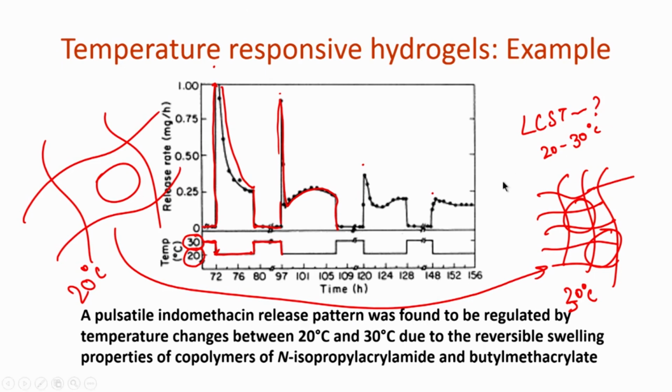And again, you can change the polymer that you are using. In this case this is a copolymer between these two polymers, but you can change these molecules and that will change the temperature at which you will observe this property.